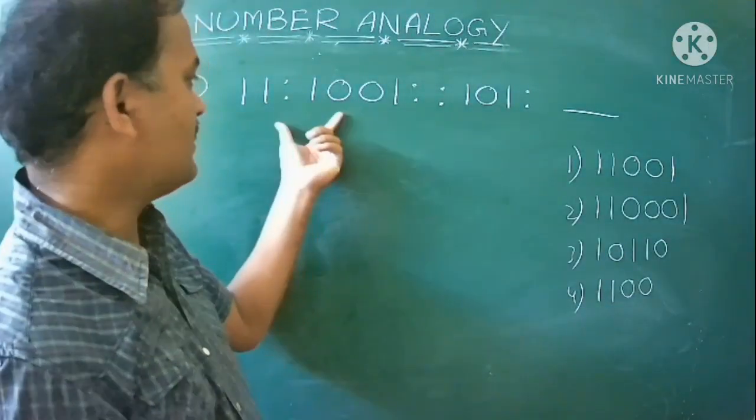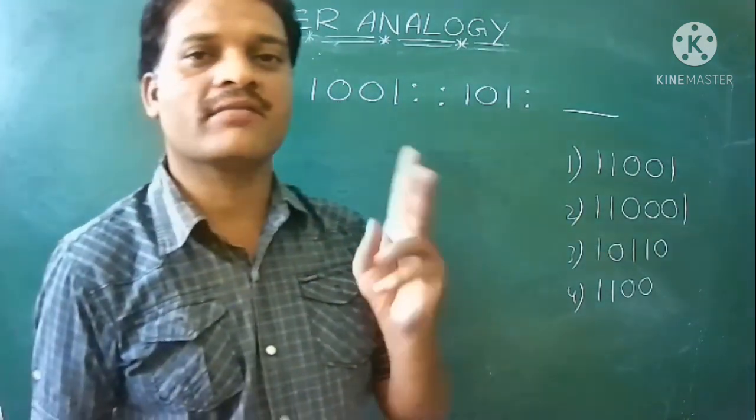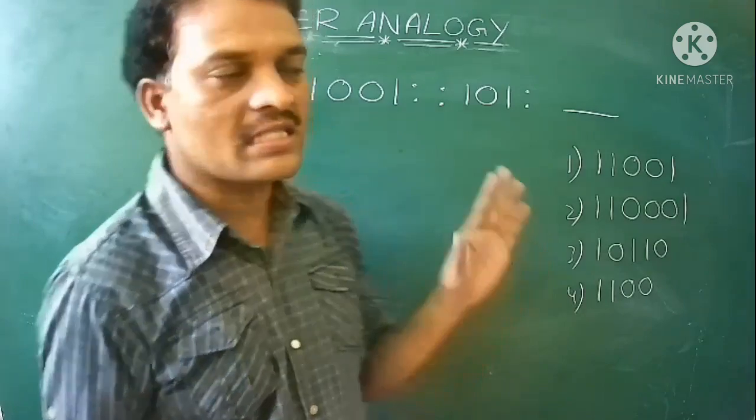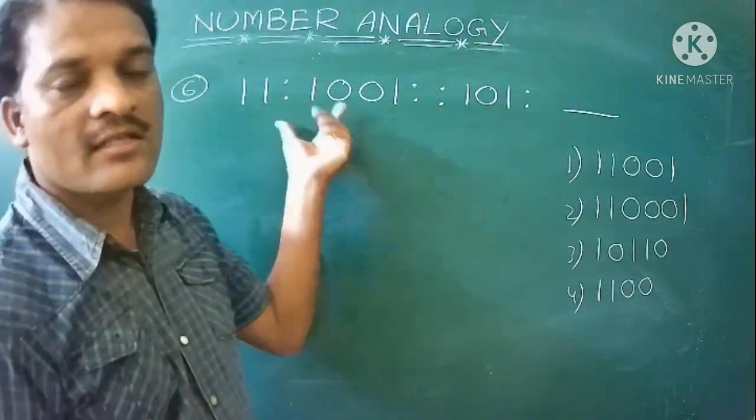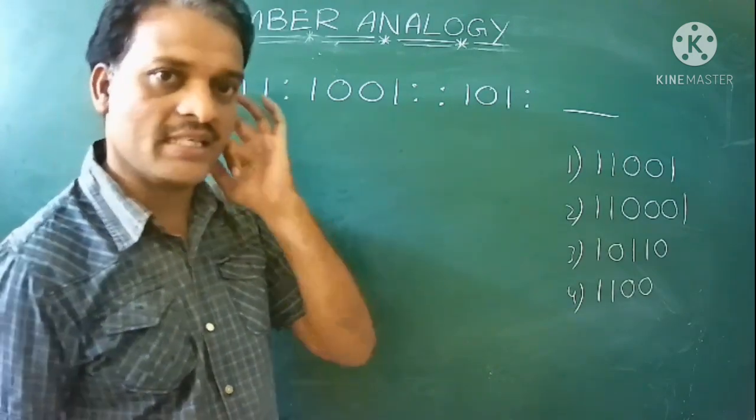The sixth one is a different model sum, meaning the values are in binary. Binary means, as I already told you, the numbers involve only 0 and 1. So first of all, convert this binary into normal numerical values. Then what is the relation between them? First you need to identify.